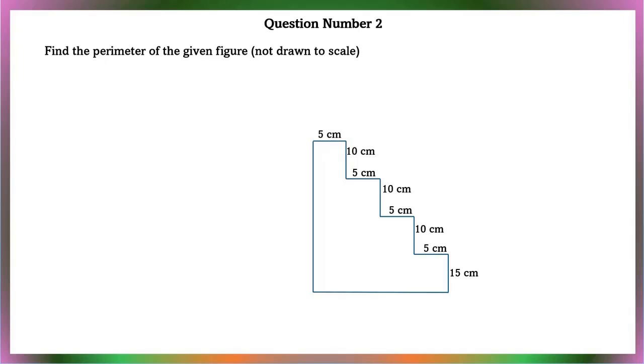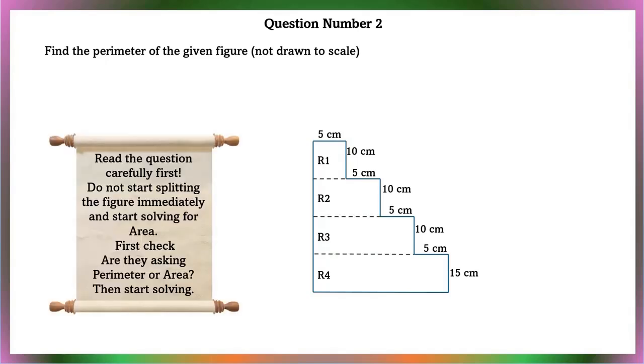Question 2. Find the perimeter of the given figure. Read the question carefully first. Do not start splitting the figure immediately and start solving for area. First, check whether they are asking for perimeter or area, then start solving. As for perimeter, there is no need for splitting the rectangles unnecessarily, since we're going to find the outer boundary, which is basically the perimeter.